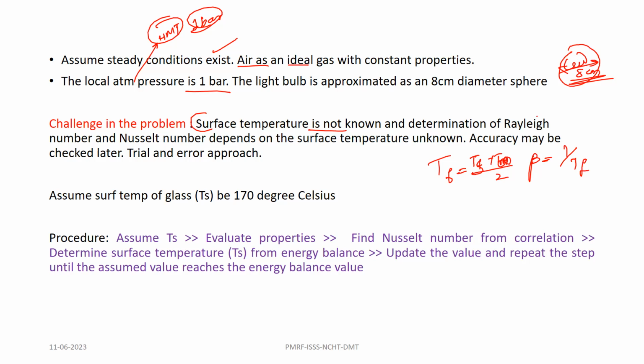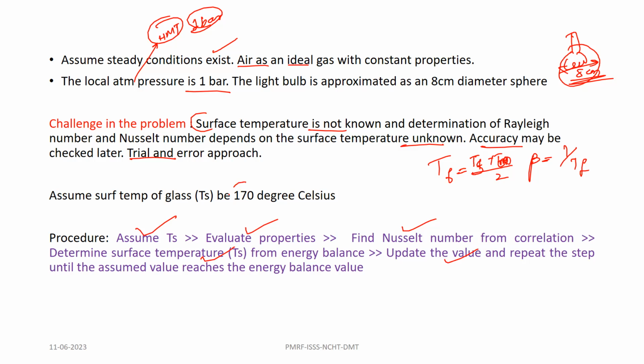So what should we do? What we can do is assume a value through a trial and error approach. This is actually a method which is mostly used. What we will do is assume a value, arrive at a value, then update that. So we'll assume TS, evaluate the properties, then find the Nusselt number from the correlation, then determine the surface temperature, then update the value and repeat until the assumed value reaches the energy balance value. Okay, let us see how that is done.